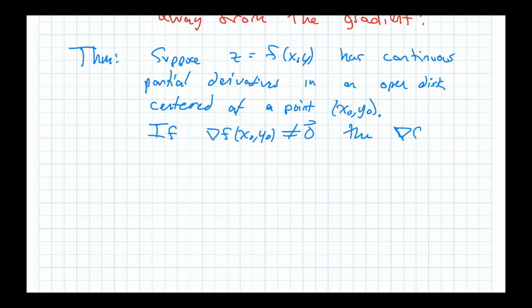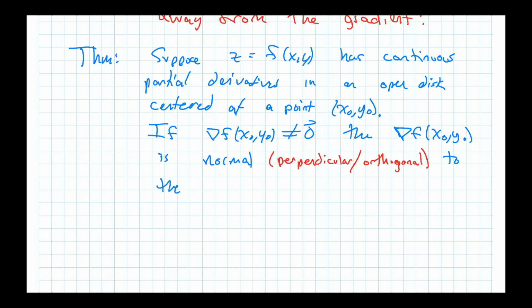Then gradient f is normal. Now remember, normal means just perpendicular or 90 degrees away. Or orthogonal means the same thing. To the level curve of f at x0, y0.